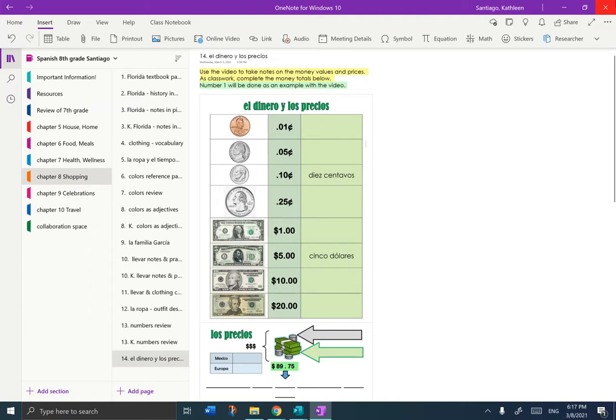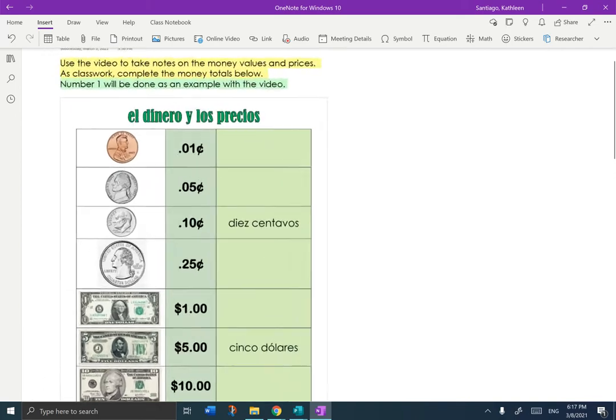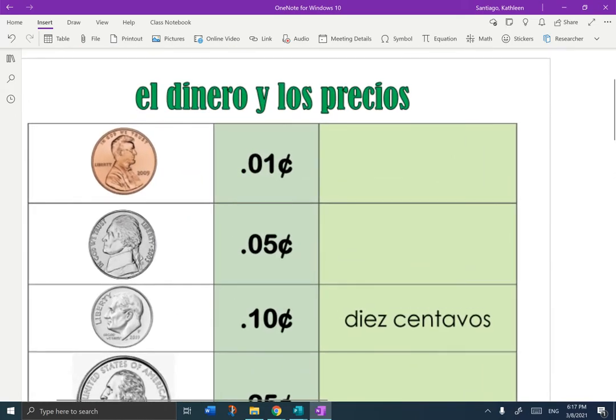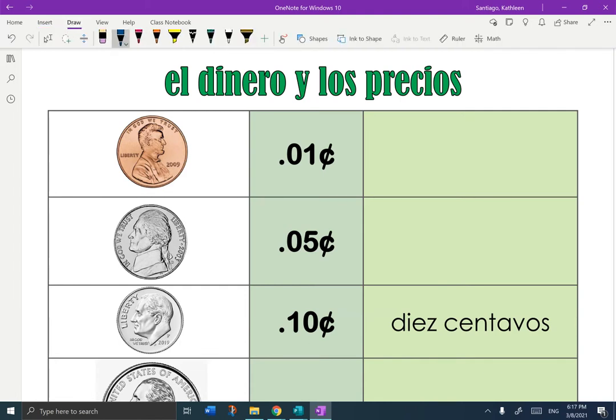I am in your OneNote, Chapter 8, Shopping, and the page is el dinero y los precios. Going to eliminate the table of contents and make the page big. So today we're going to talk about American money, United States money, and learn how to talk about it in Spanish. Let's start right out by taking some notes.